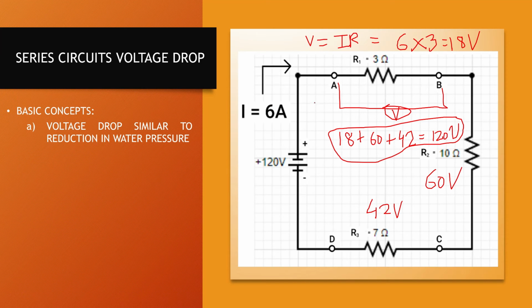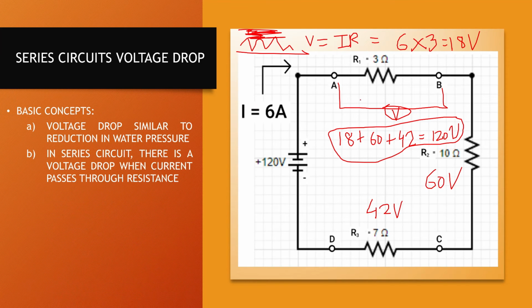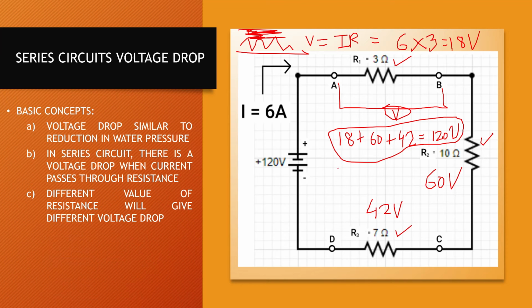Now, as we discussed in the first slide, the voltage drop is similar to water flowing in a pipe that gets reduced because of some garbage or some obstruction. So the pressure in the system would reduce, which is the voltage drop. Second thing, as we see, the voltage drop at different points would be different. Why? Because you have your resistance 3 ohms, 10 ohms and 7 ohms. The current is the same, but the resistance value is different, so the voltage drop would be different.